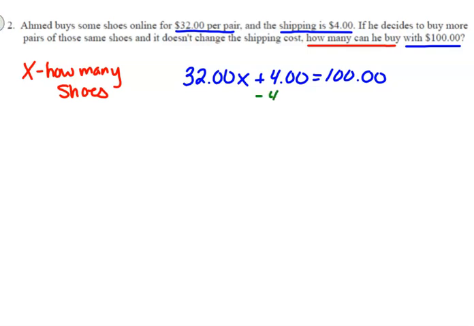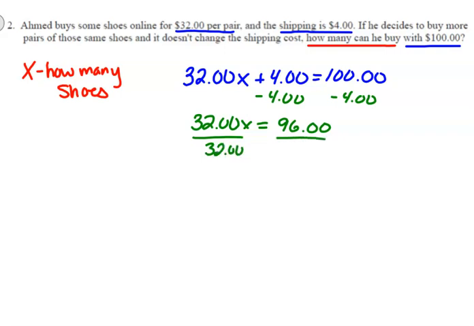So positive 4 means opposite is minus. So 32 times x is equal to 96. And so now we're going to divide by 32. And so 96 divided by 32 gives us 3. And so this is 3 pairs of shoes.